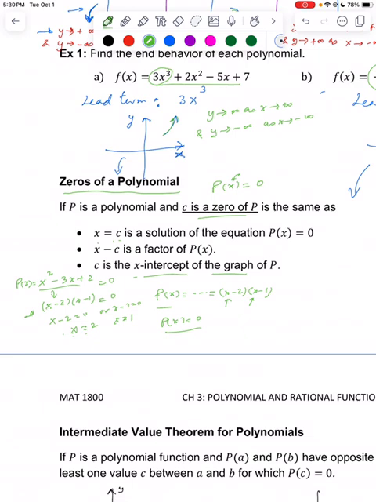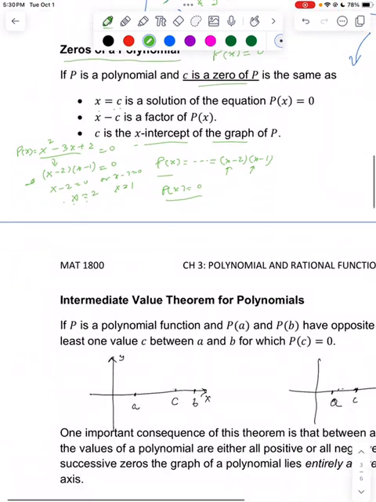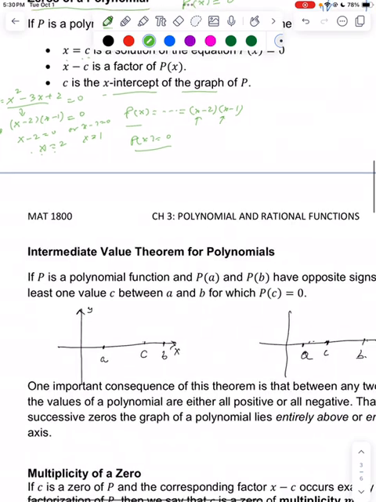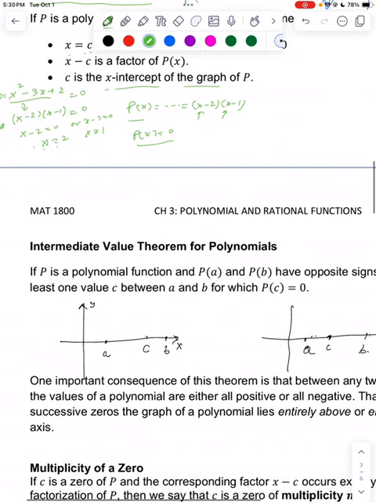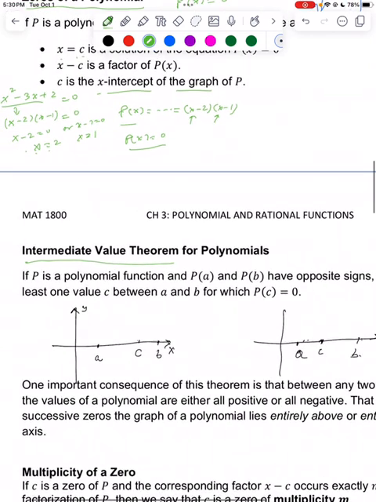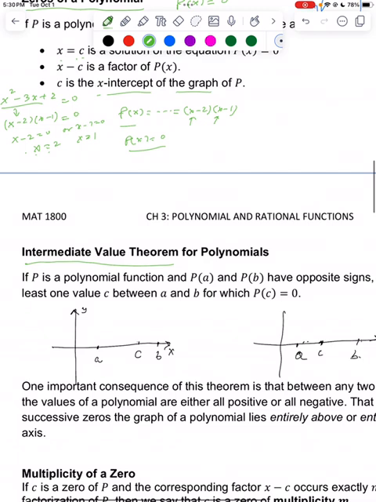So the next is the intermediate value theorem for polynomials. Now this is the theorem. We will only look at its statement and then look at what it means. We will not look at the proof of the theorem. So it says if p is a polynomial function and p of a and p of b have opposite signs. What do we mean by p of a? The value of the function at x is equal to a. P of b, the value of the function at x is equal to b.